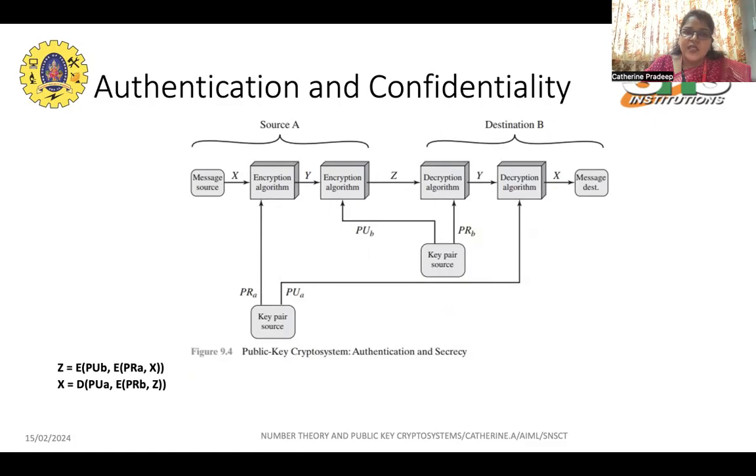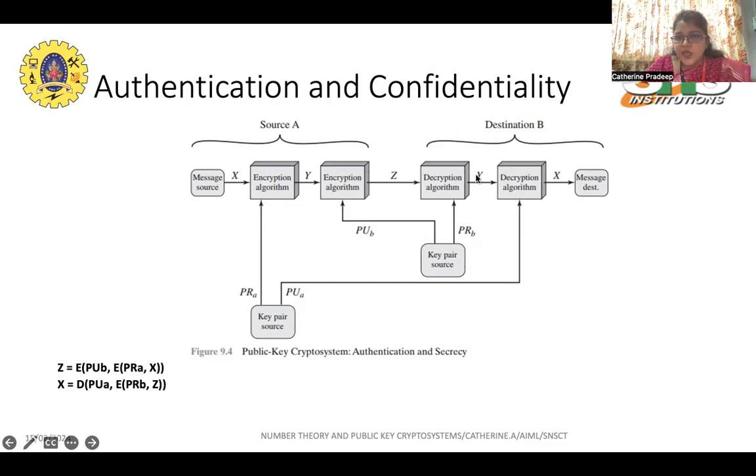Here, the message source is X, then the encryption algorithm. First, you're encrypting with the sender's private key. That ciphertext is sent again to an encryption algorithm, where it is encrypted with the receiver's public key. So Z is the final output, the final ciphertext. Now, in the decryption algorithm, what is the corresponding key? First, it was encrypted with the public key of the receiver, so the corresponding key is the private key of the receiver.